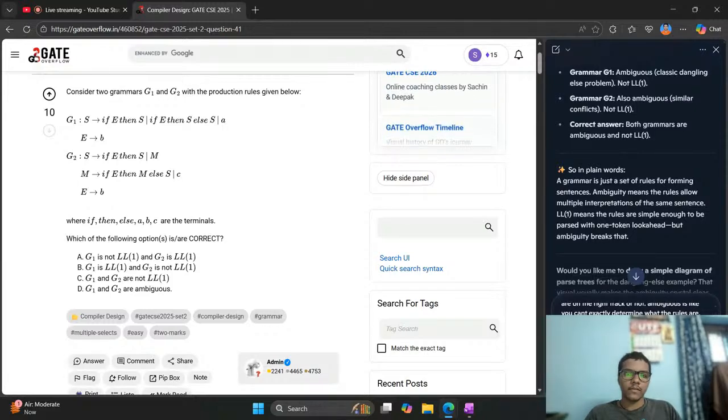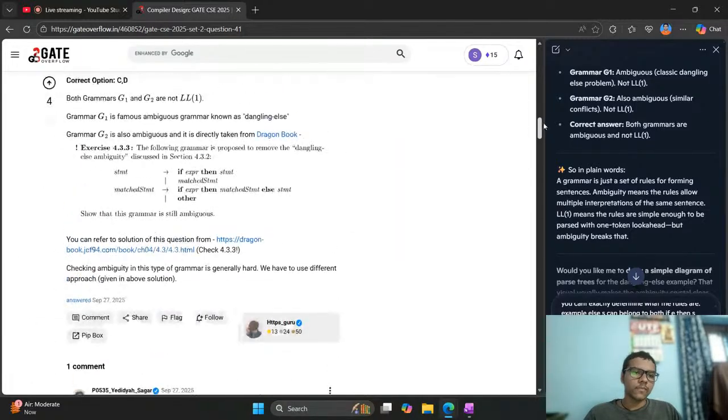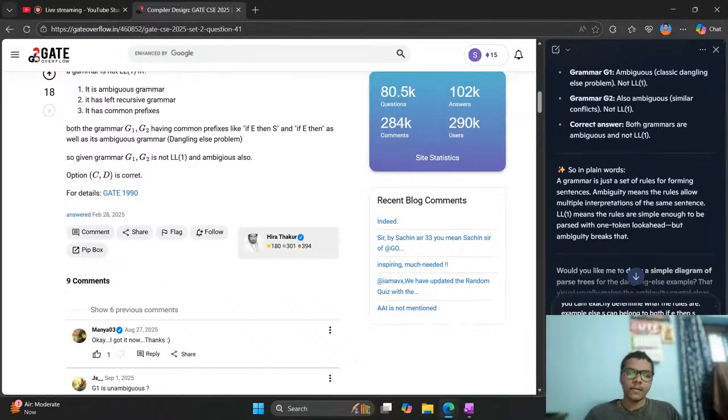And what is LL1? There are like three rules written for LL1. What are the rules written for LL1? Ambiguous grammar, left recursion, and common prefixes. What are those?